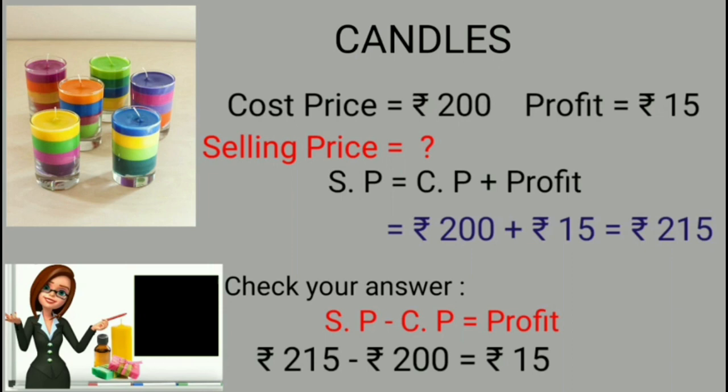It means profit. So to find the profit, we have to subtract cost price from selling price. That is 215 rupees minus 200 rupees. The difference is 15 rupees, which is profit. Children, as we already know, Jenny sold a pack of 6 candles at a profit of 15 rupees. It means our answer is correct. In this way, you can check your answer also, children.